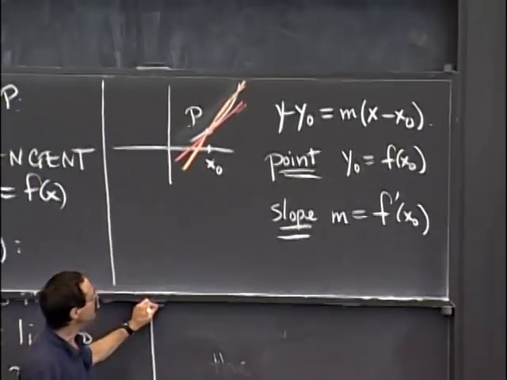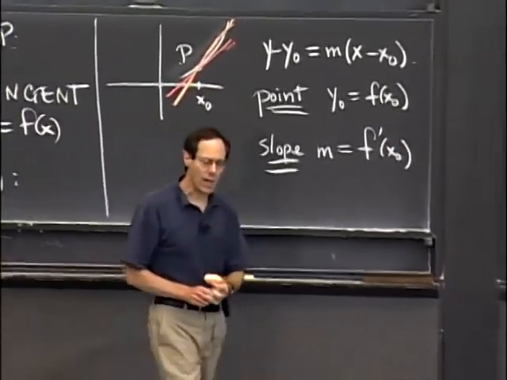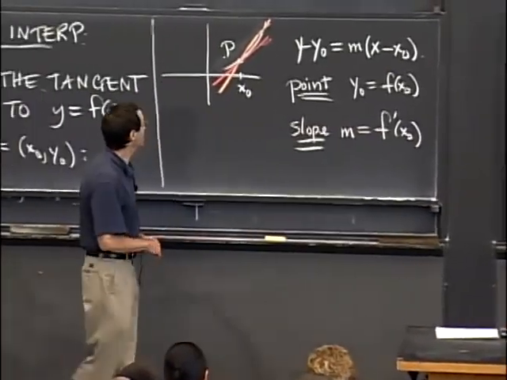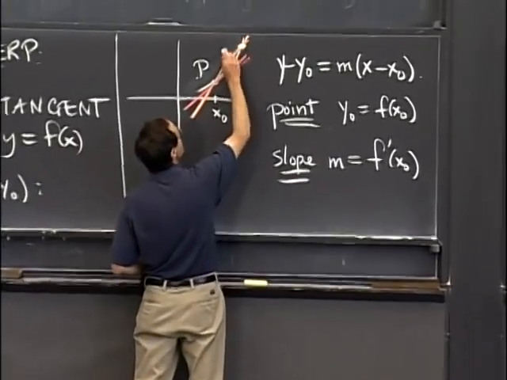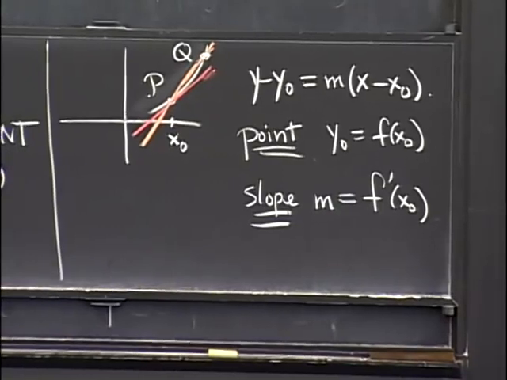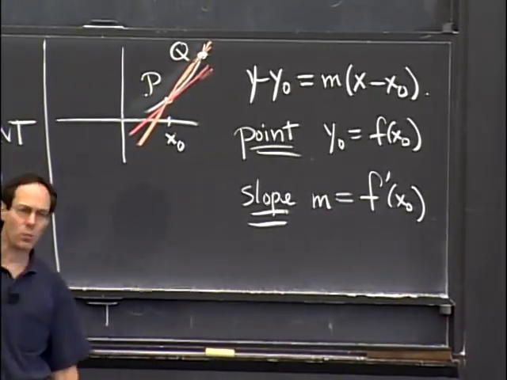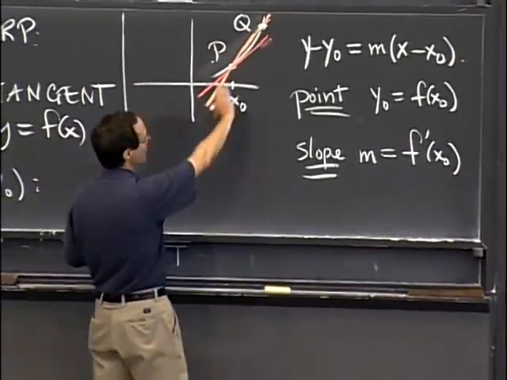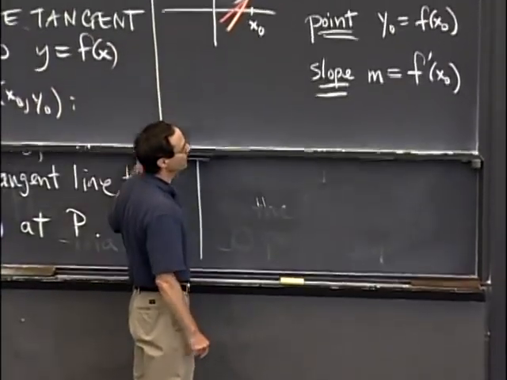Well, it's actually not so obvious, but I'm going to describe it a little bit. It's not really the fact that this thing crosses at some other place, which is this point Q, because the curve could be wiggly, and it could cross back and forth a number of times. That's not what distinguishes the tangent line.